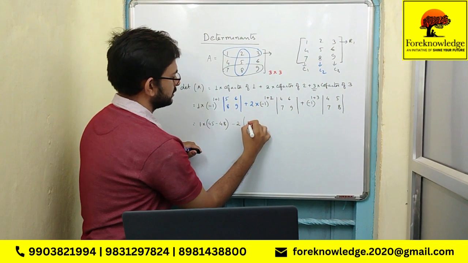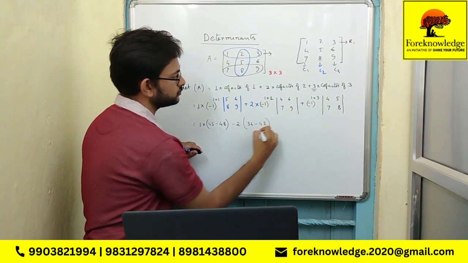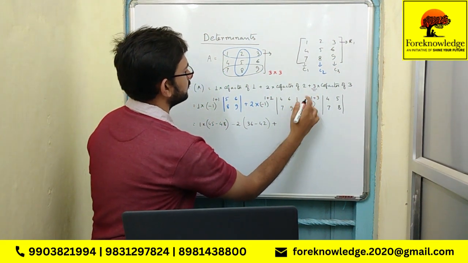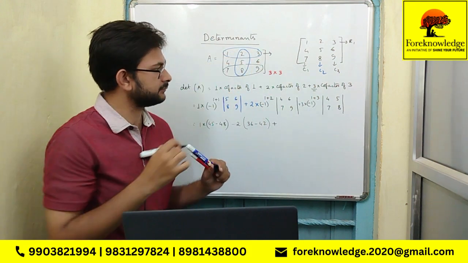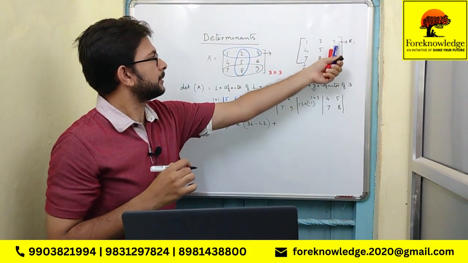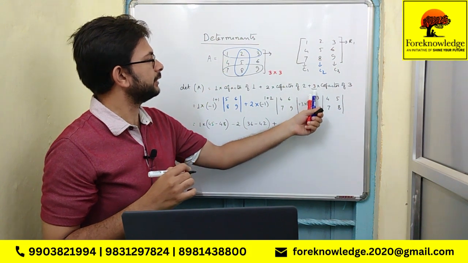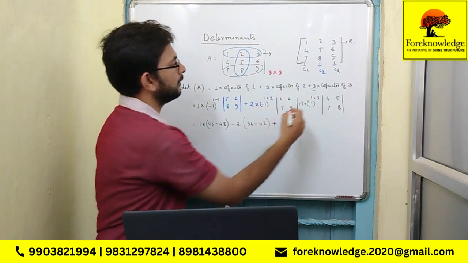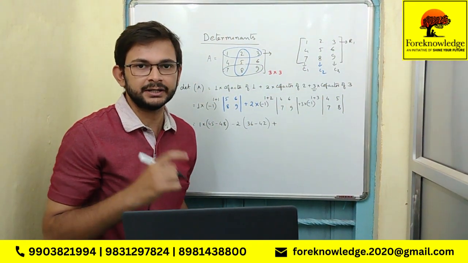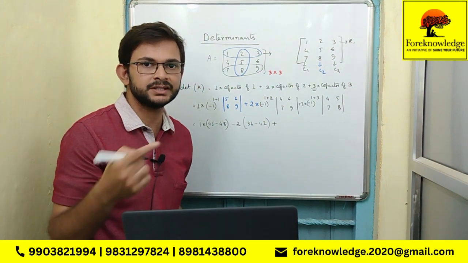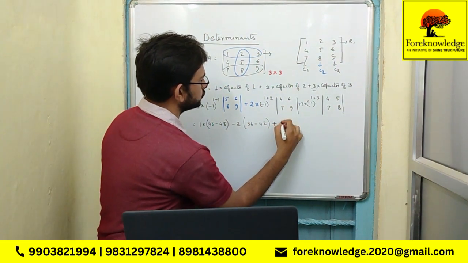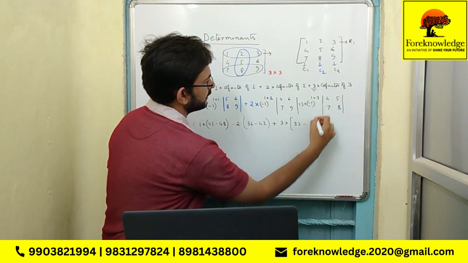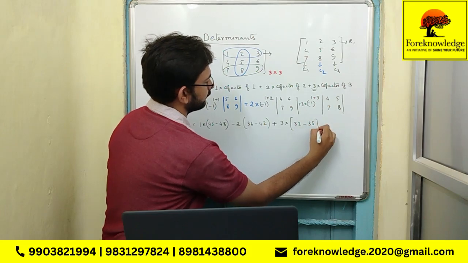4 into 9, 36, minus 7 into 6, 42. Plus, I have forgot to mention a 3 here. Sorry. This 3 element into cofactor of the element. So 3 into minus 1 to the power 1 plus 3, that means minus 1 to the power 4. Minus 1 to the power 4 means 1. So 3 into 1 into 4 into 8, 32, minus 5 into 7, 35.